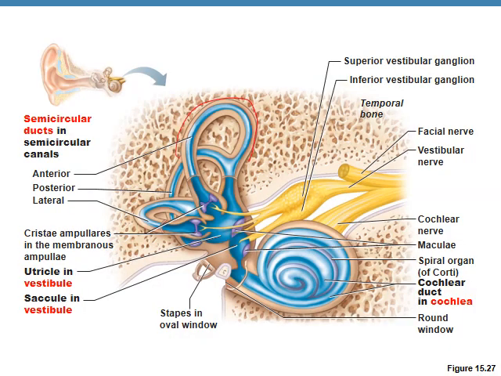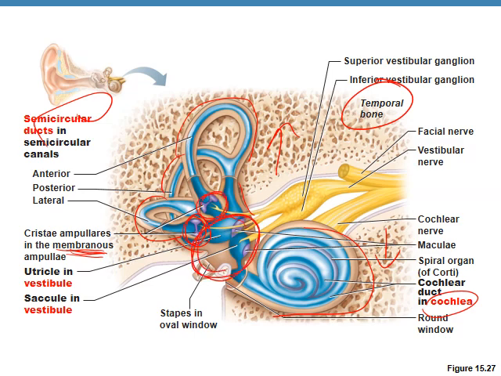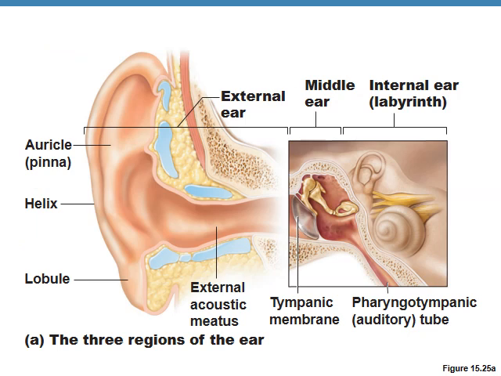You can see how the semicircular ducts and the vestibule and the cochlea are all kind of embedded here in the temporal bone. So that's the bony labyrinth they're talking about. Then you're going to have these membranous labyrinths, and they're here. We're going to talk about the utricles in the vestibule here, just to make sure we understand what's going on.